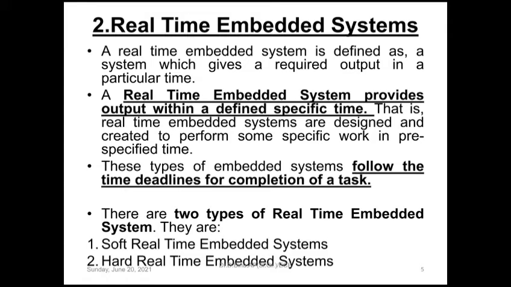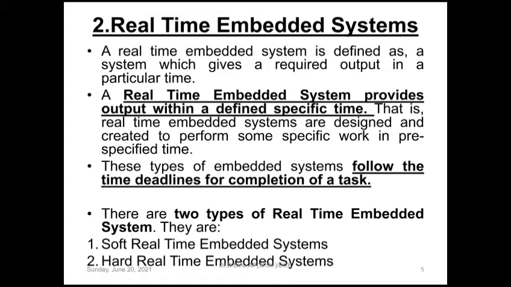The second classification is real-time embedded systems. In real-time embedded systems, the system should provide the output in a required or specified time. Real-time embedded systems are designed and created to perform some specific work or function in a pre-specified time. In this type of embedded system, it should follow the time deadlines to complete the task.